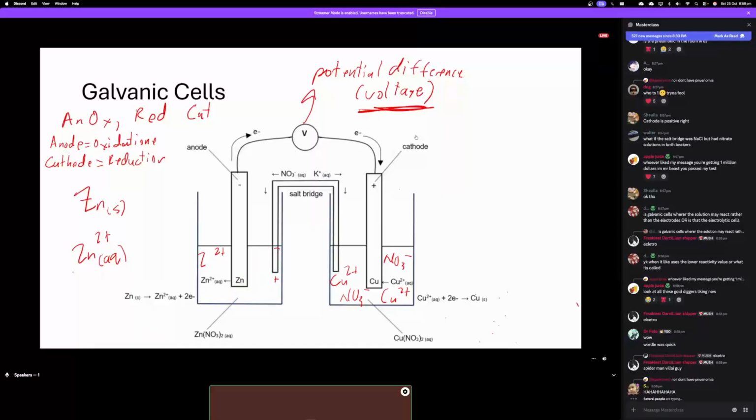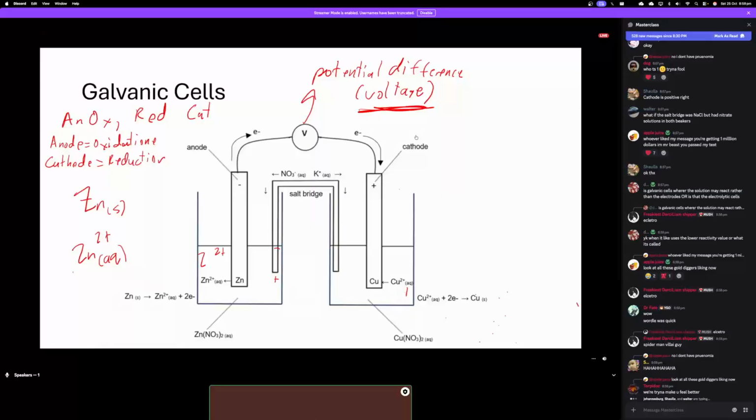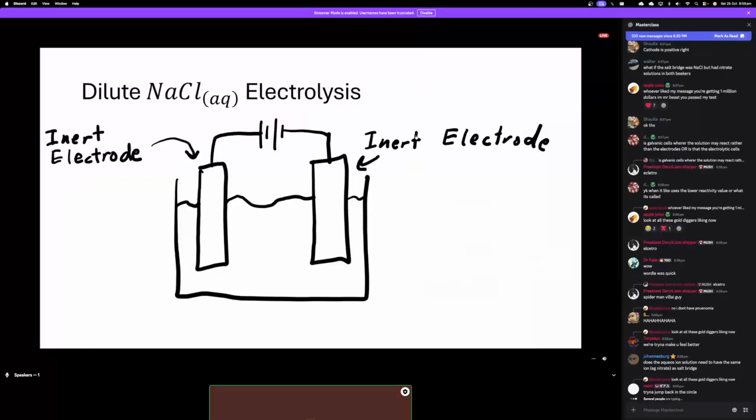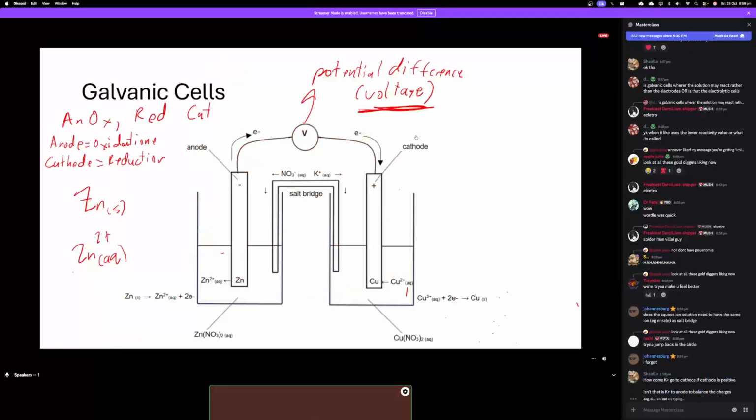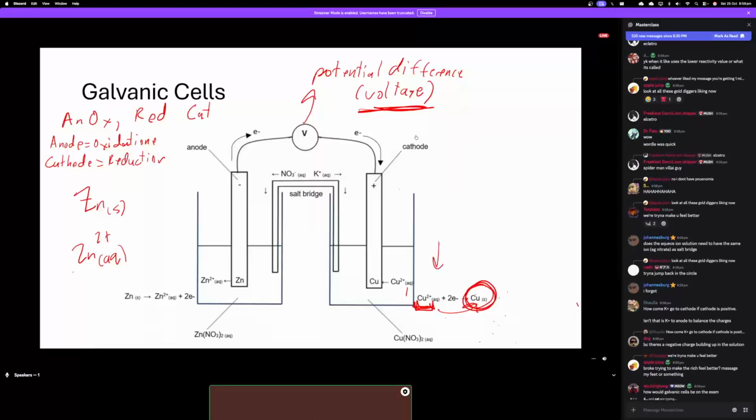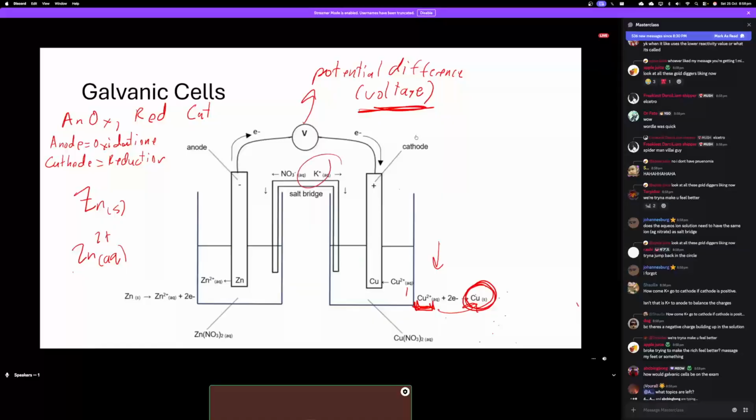Last thing with galvanic cells is that you don't have to do any calculations with this, but just so you know. Last thing is how come K+ goes to the cathode if the cathode is positive? The K+ is going to the solution, which is becoming increasingly negative because the Cu2+ is reacting. Positive ions in the solution are reacting to form solid copper, and so we're losing positiveness. There's positive stuff here, but it's going down. And if we're losing positiveness, we want to put more in.